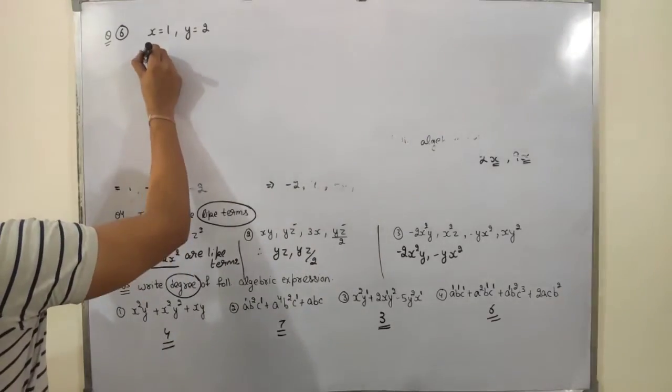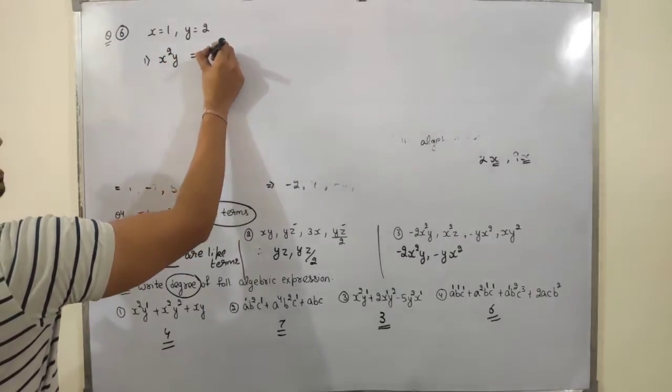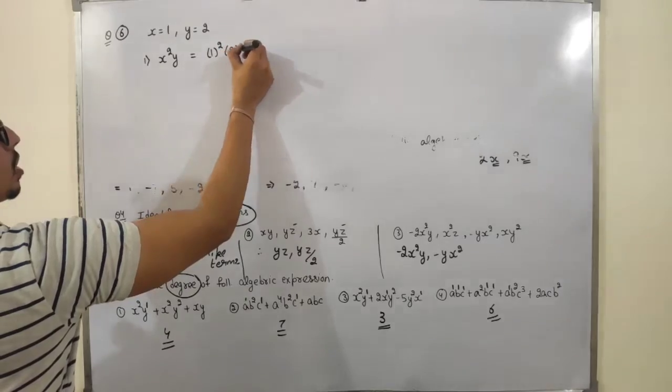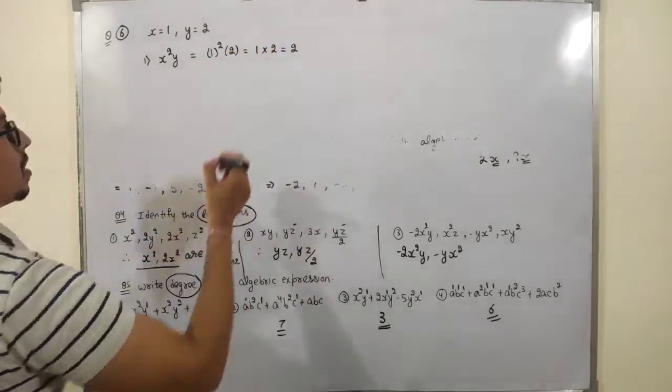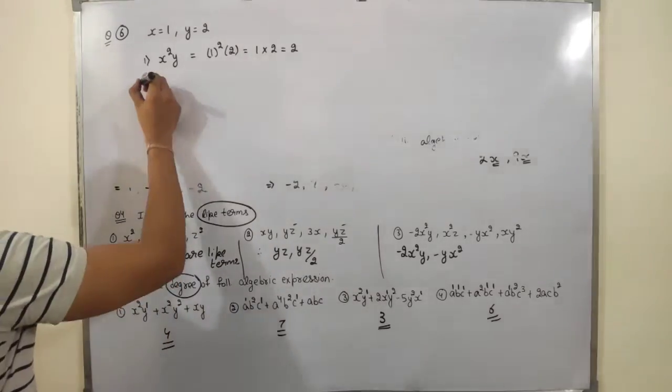First is x square y. I have to find out the value of this. X means 1 raised to the power y. 2, sorry, y is 2. So 1 square is 1 and 2 is given. So answer is 2.